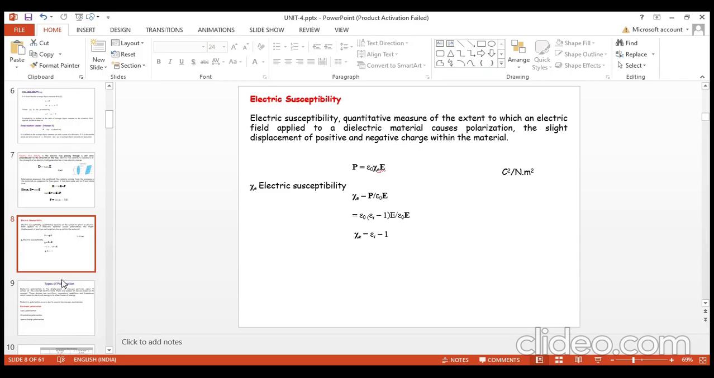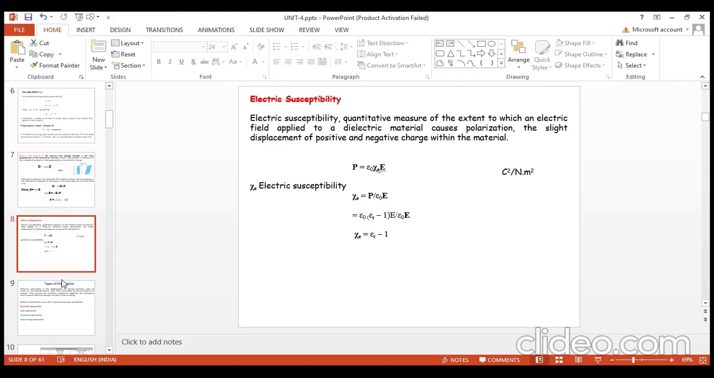Next one is electric susceptibility. Electric susceptibility is a quantitative measure of the extent to which an electric field applied to a dielectric medium causes polarization. The slight displacement of positive and negative charges within the medium or material is called dielectric susceptibility. P is equal to epsilon 0 chi E. Chi E is called electric susceptibility.